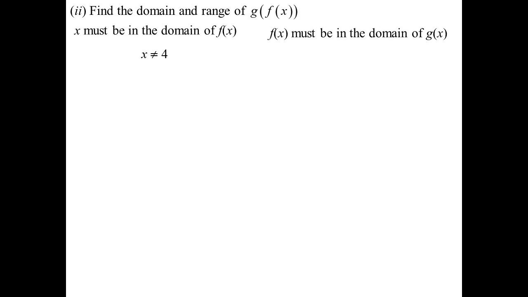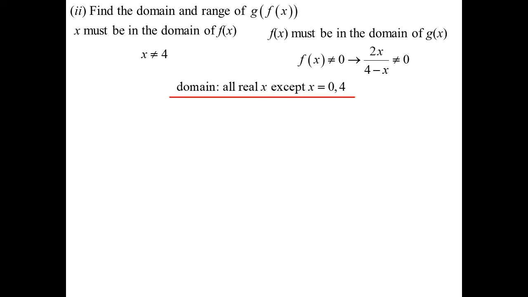Let's go back the other way. Let's put function x into g of x. Right? X must be in the domain, this time it must be in the domain of function x, because we're substituting function x in, and that was x can't equal 4. Every other value was fine. X can't equal 4. But then we also said function x, so the answer that we get out must be in the domain of g of x. So function x in our one can't equal 0. So 2x on 4 minus x can't equal 0. Well, that means x can't equal 0. We actually end up with the same domain this time. Can't equal 0 or 4.